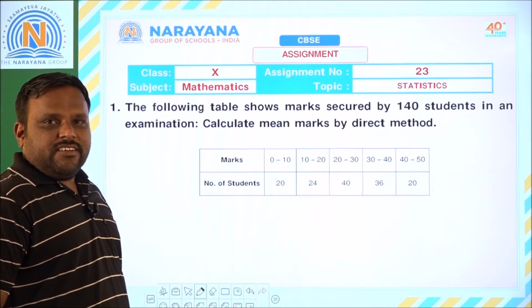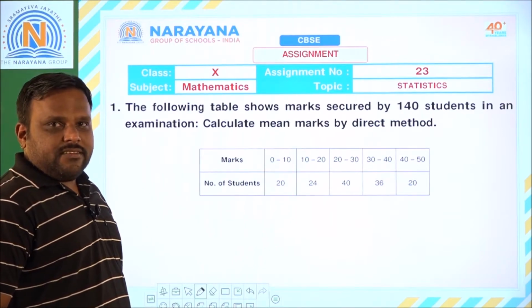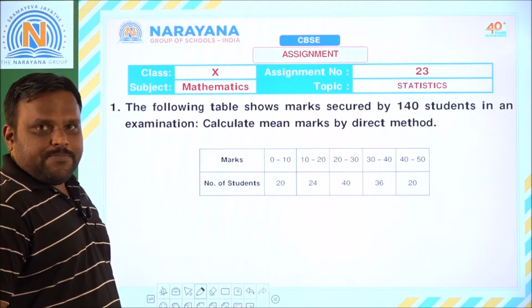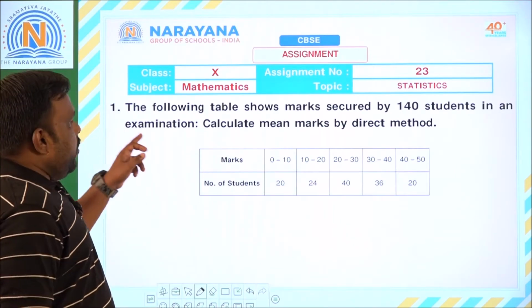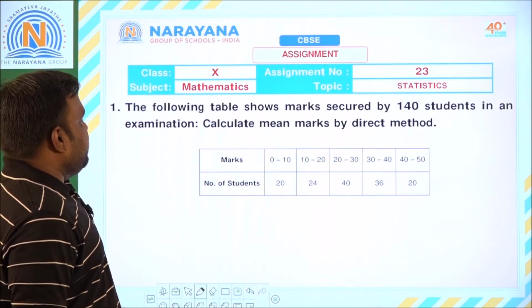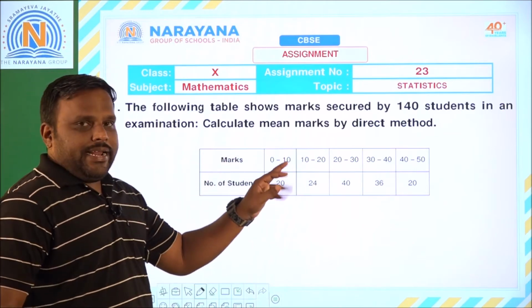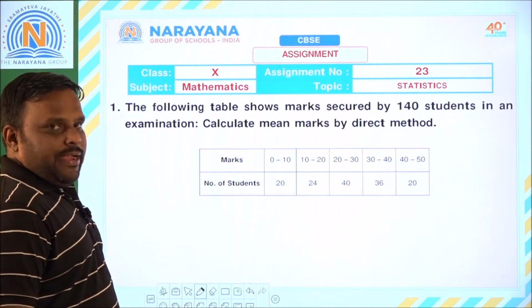Today we are going to discuss assignment number 23 based on statistics. Let us start with question number 1. The following table shows marks secured by 140 students in an examination. Calculate the mean marks by direct method. Now you have to calculate the mean by direct method.